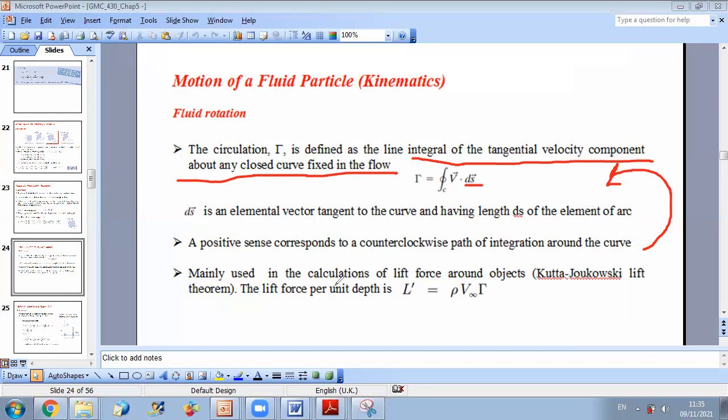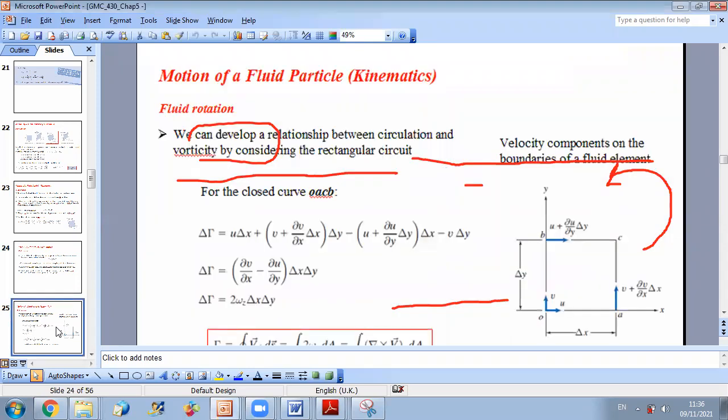Now, this parameter, the circulation, is mainly used in the calculation of lift force around objects. So the importance of this parameter is that it can be used for force calculations. For example, the lift force per unit depth can be defined as rho times the stream velocity times the circulation.